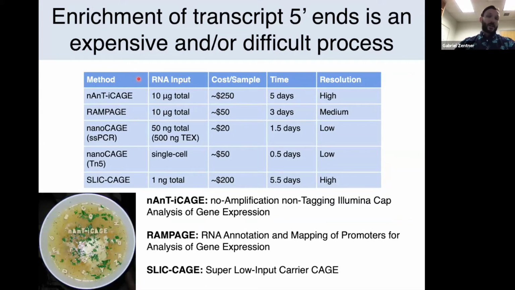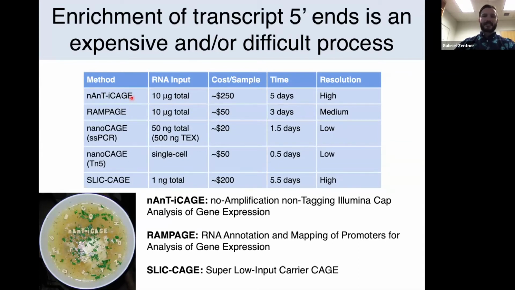So perhaps the most well-known method that I mentioned before is CAGE, or cap analysis of gene expression. The most recent is this no-tagging, no-PCR sequencing-based CAGE called nAnTi-CAGE. There are other iterations for low input called nano-CAGE and SLIC-CAGE. And then we have RAMPAGE, another tortured acronym before I introduce you to our own tortured acronym. So these methods vary in terms of their input requirement, how expensive they are, how long they take to perform, and the quality of information they give you.